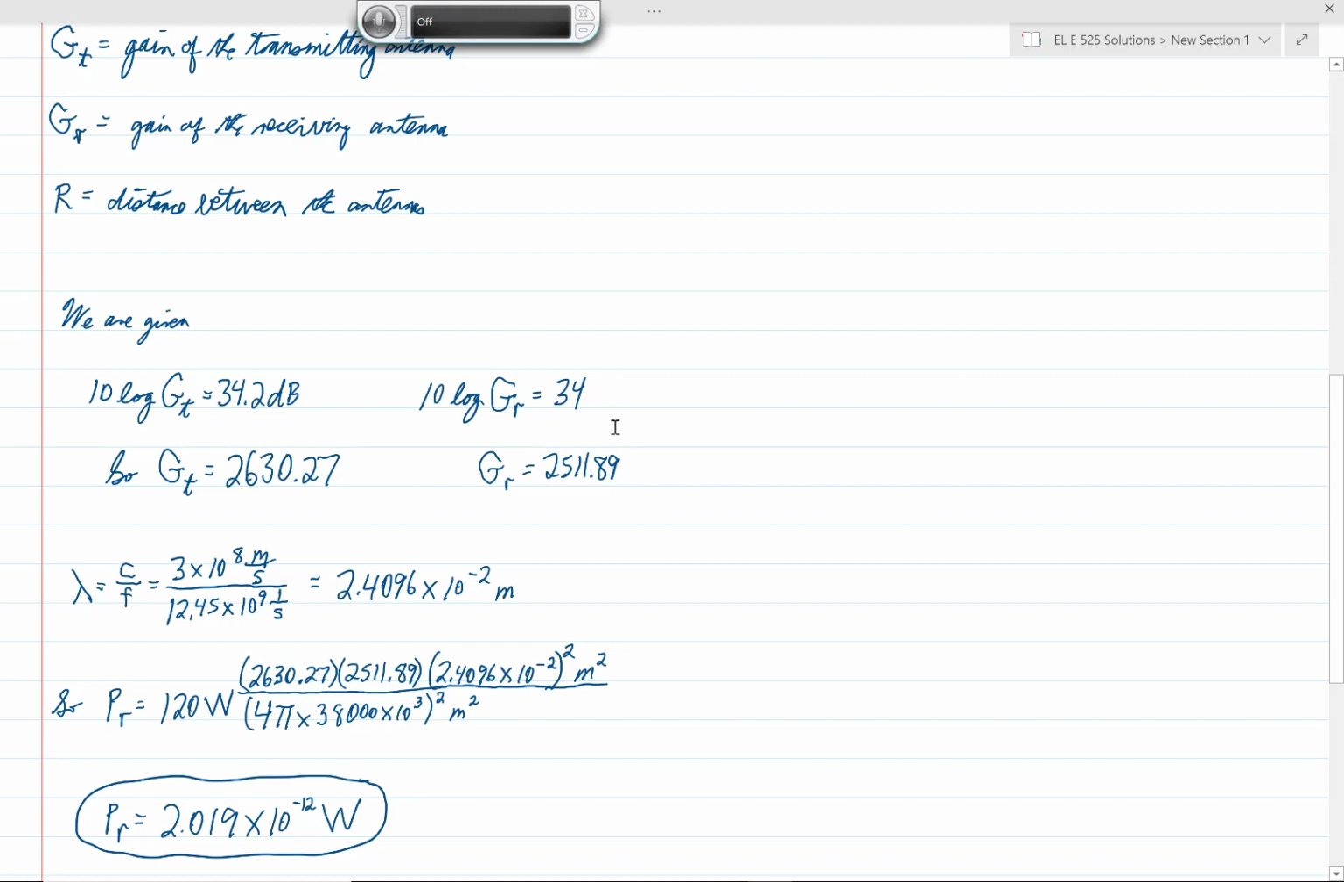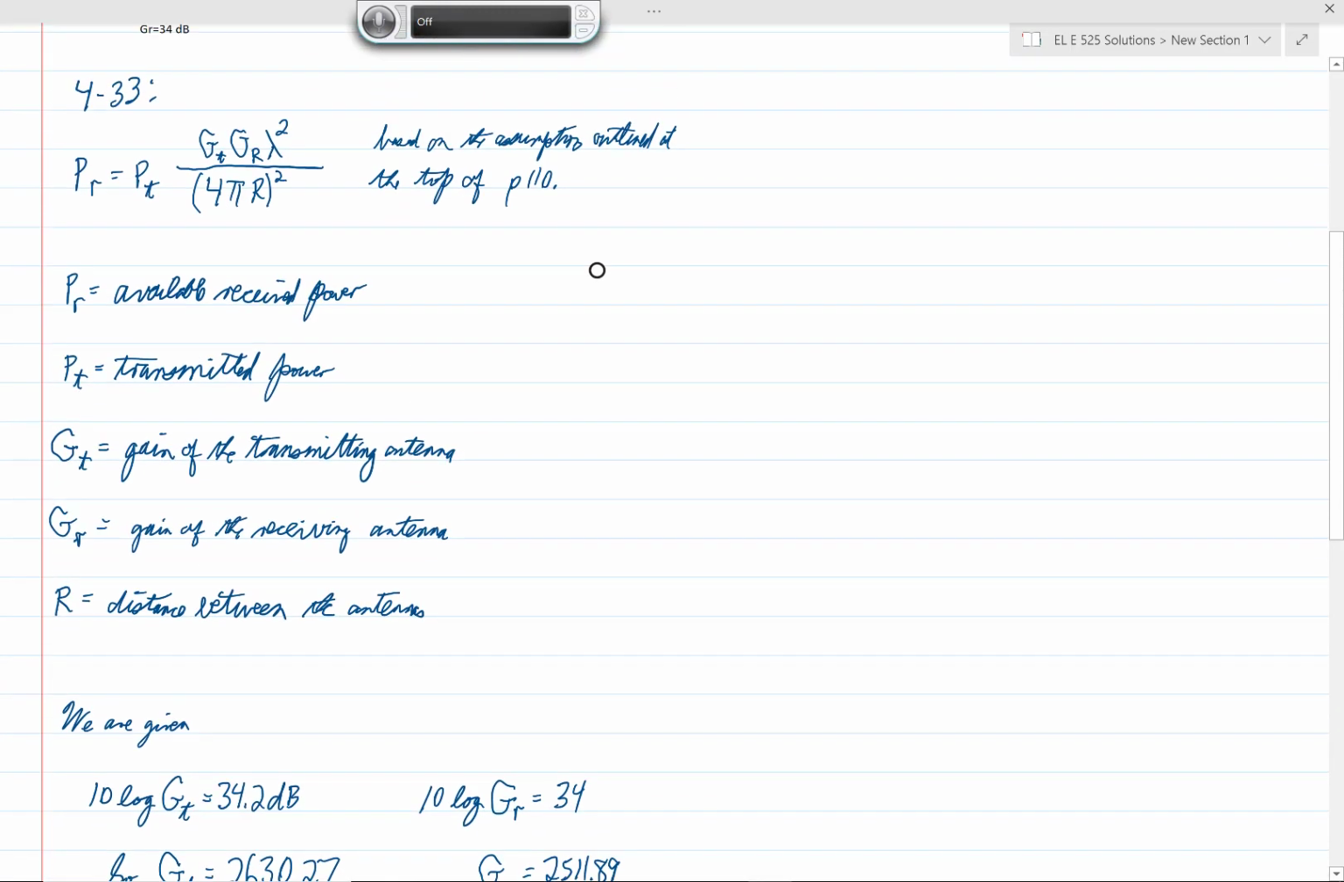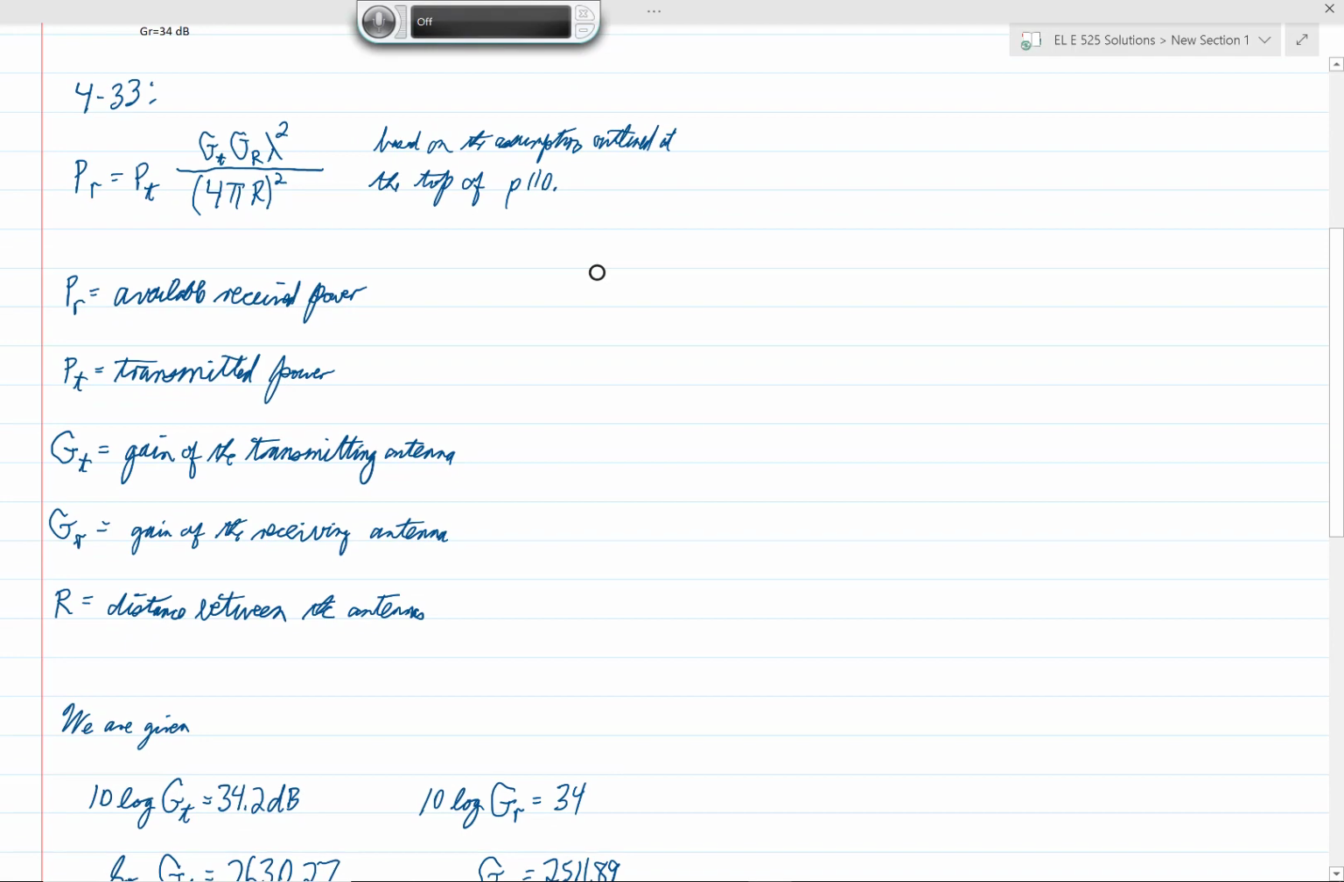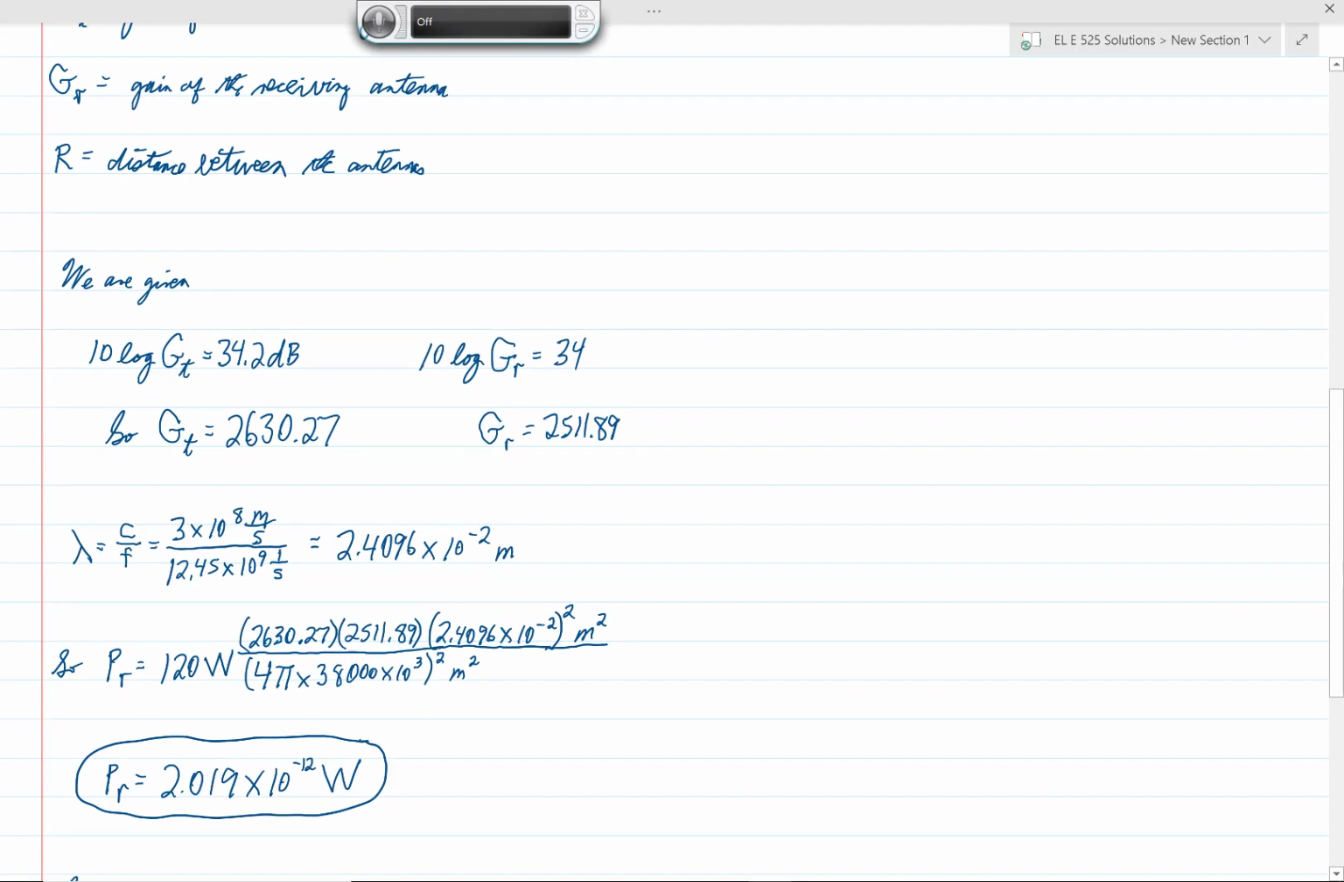So now we have two of the parameters needed here in the Friis transmission formula, and the next thing we'll calculate is lambda. Lambda, we know from previous work in this course, is equal to c, the speed of light, divided by the frequency. And the frequency is 12.45 gigahertz, and c is 3 times 10 to the 8th meters per second. So when we do this calculation, we'll get 2.4096 centimeters, or 2.4096 times 10 to the minus 2 meters. So now we're ready to go ahead and substitute everything into the formula.